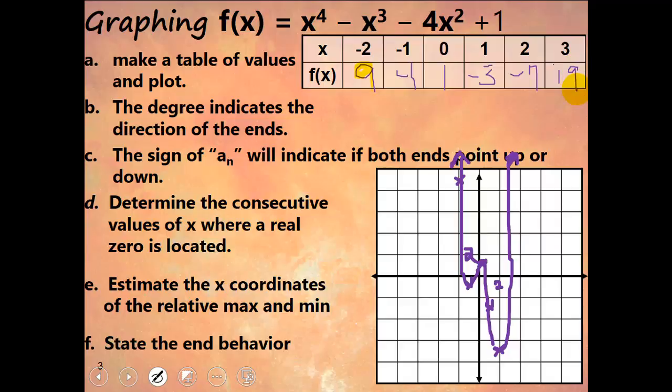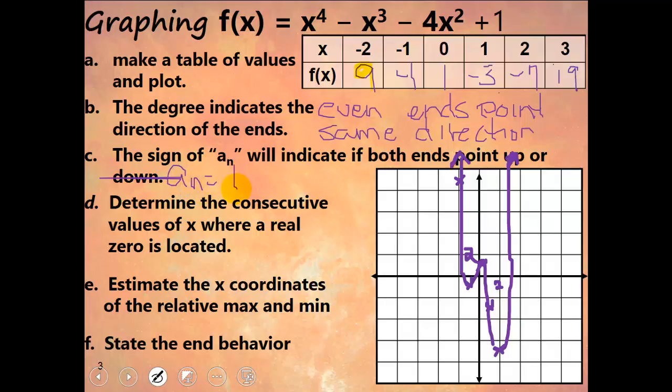So we can use the degree of the polynomial to help us indicate which way our ends should be going. This is an even degree, so our ends need to be going in the same direction. And then we can look at the leading coefficient, because the sign of a, in this case, will indicate if they both point up or both point down. This leading coefficient is equal to positive 1, so it's positive, and they're both going to point up.